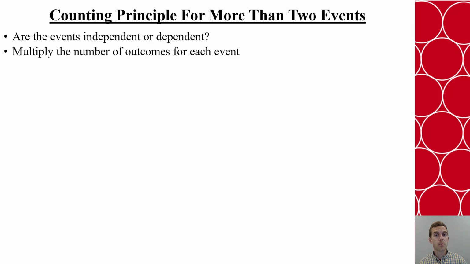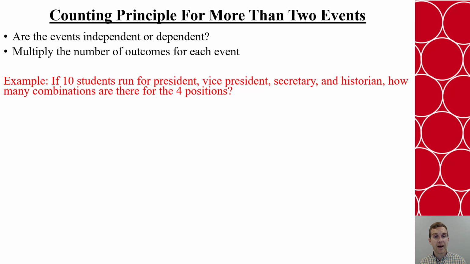Now, what if there were more than 2 events that occurred? First, ask yourself, are the events independent or dependent of one another, because that will influence the number of outcomes. But just like before, we're going to multiply the number of outcomes for each event, whether that's multiplying 2 numbers, 3 numbers, 4 numbers, or however many there are for the total number of events in the multi-stage experiment. Let's go back to our idea of the 10 students running for office, but maybe now they're running for president, vice president, secretary, and historian. How does that change the total number of combinations?